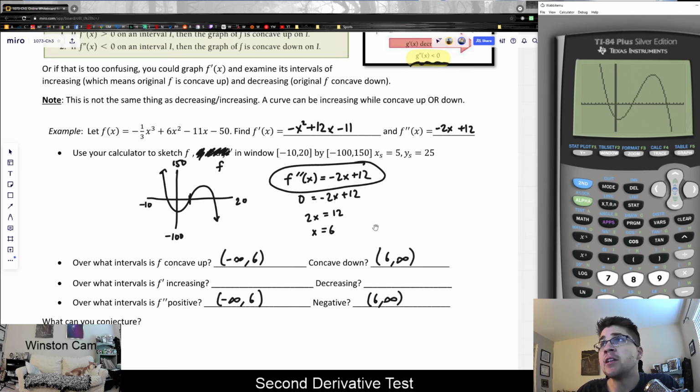And also, if you were to look at the first derivative and take a peek at the graph, it would actually be a parabola. Let's go ahead and do that real quick. Negative x squared plus 12x minus 11. And take a peek at that.